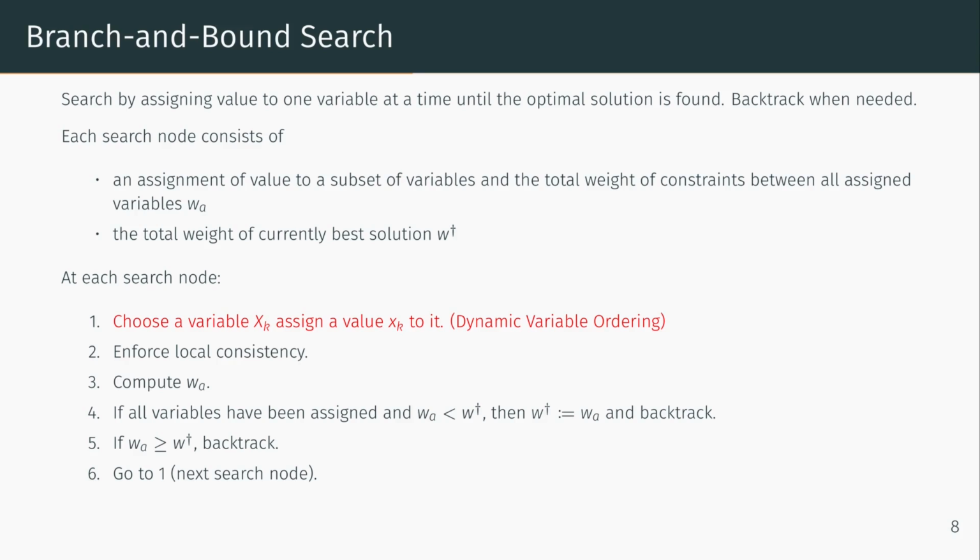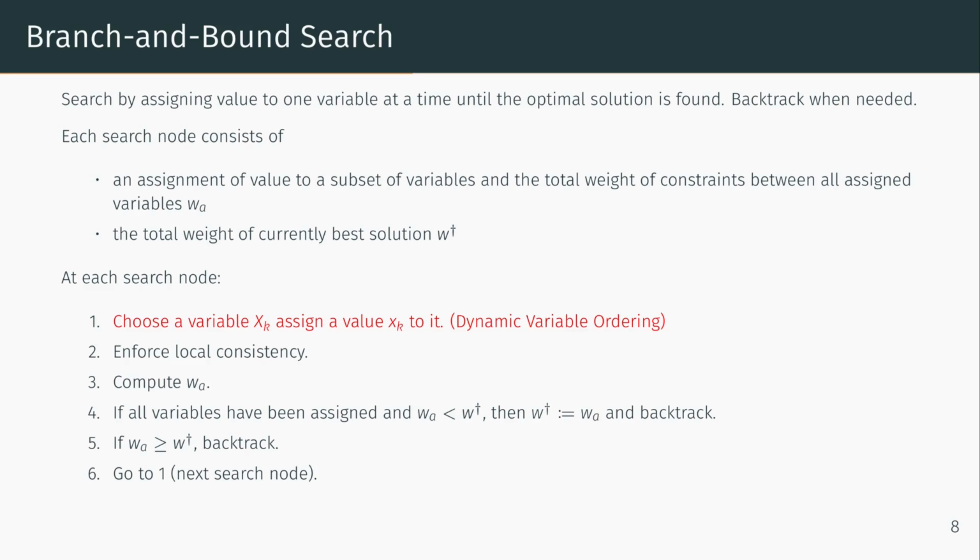At each search node, we have two important variables. One is the total weight of all constraints that are between all assigned variables. So when you have assigned a subset of variables, the total weight of the constraints between them is called WA. And the second variable is the total weight of the currently best solution, W dagger. This is the one that we know from the beginning of the search to the current node as the best solution.